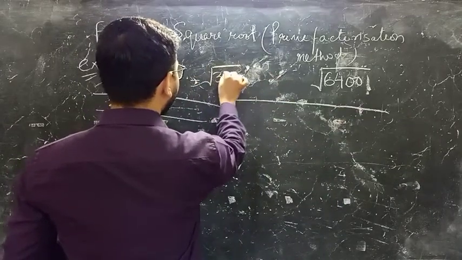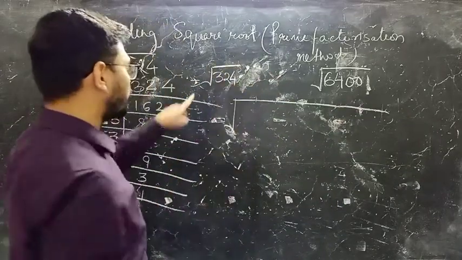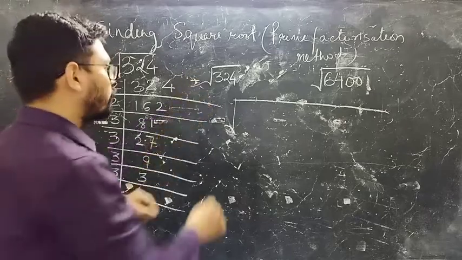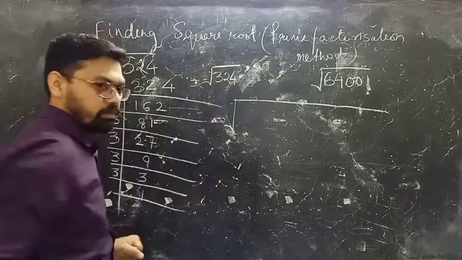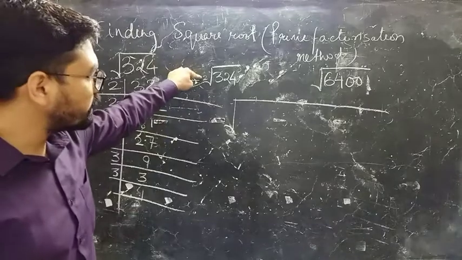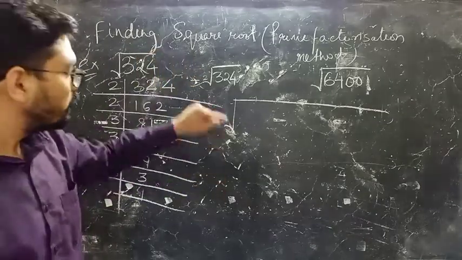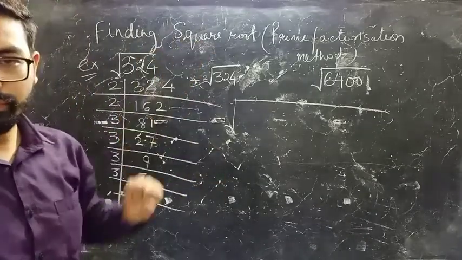Square root of 324. If nothing is written, that means by default 2 is here, that means square root. But if 3 is written, that means it's a cube root. If 4 is written, it's a fourth root.